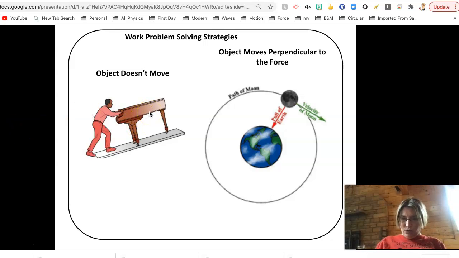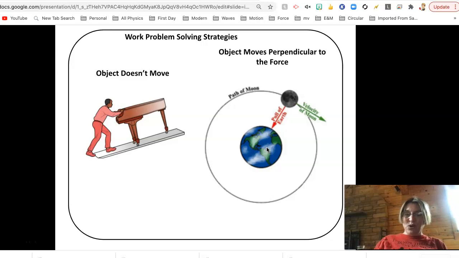So his muscles may be doing work within his body, but there is no work done on the piano if the piano doesn't move. And similarly, if the object moves perpendicular to the force, like in an orbit. If you think about the moon orbiting the Earth in its nearly circular orbit, the pull of the Earth's gravity is towards the Earth, and the velocity at any moment is perpendicular to that. The pull of the Earth is not doing any work on the moon. And that is a very good thing.